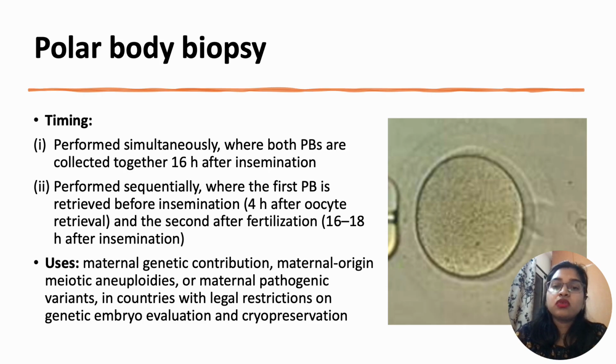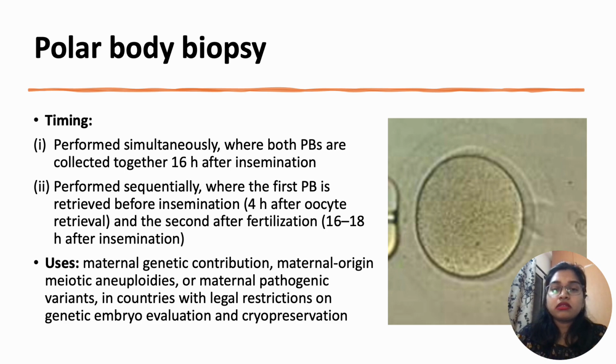What is a polar body? During meiosis, these polar bodies separate from the immature ovum and they result in a large mature oocyte and release of 2 small polar bodies. So the timing is, polar body biopsy we can do simultaneously when both polar bodies are collected together 16 hours after insemination, or we can perform polar body biopsy sequentially, like the first polar body we can retrieve before insemination, that is 4 hours after oocyte retrieval, and the second one we can take after fertilization, that is 16 to 18 hours after insemination.